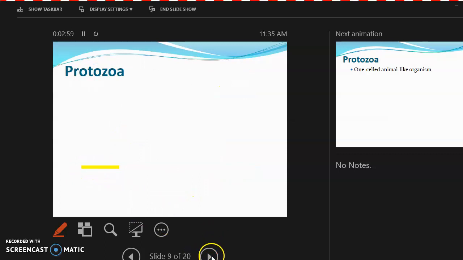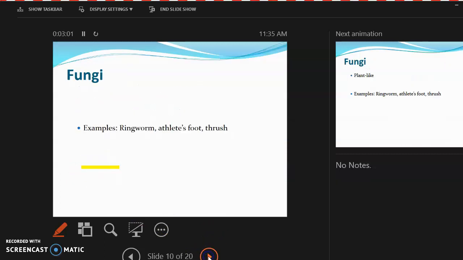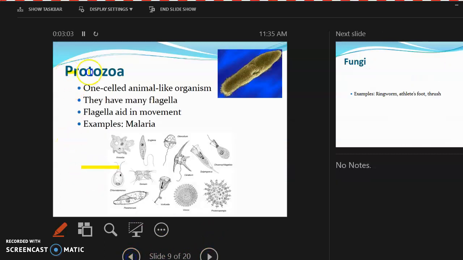Our second one is protozoa. Protozoa is a one-cell, animal-like organism. They have a flagella, and all a flagella does is aid in movement. A lot of people say a flagella looks like a tail, and it helps the protozoa move. An example of protozoa is malaria.